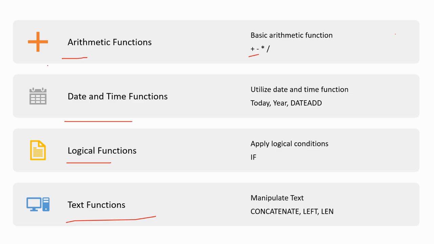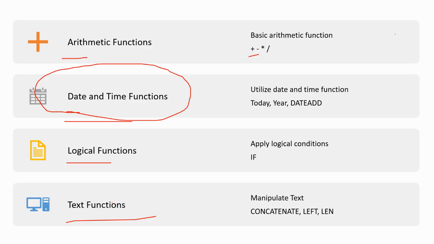So if you want to do calculations over months and dates, you can go ahead with the date and time functions. Logical functions work when you want to apply logical calculations. For example, if the sum of sales is greater than 100 or 200, it should be high sales, or else it's low sales. You can go ahead with a logical function for that.